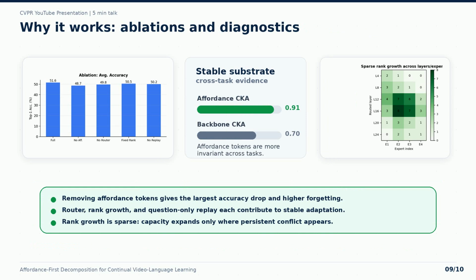The ablations show where the gains come from. Removing affordance tokens causes the largest drop, almost 3 points in average accuracy, and substantially higher forgetting. Removing the router, rank growth, or question-only replay also hurts. Diagnostics further show that affordance tokens are stable. Cross-task CKA is about 0.91 for affordance tokens, compared with about 0.70 for backbone features. Rank growth is sparse and concentrated in mid-level layers.